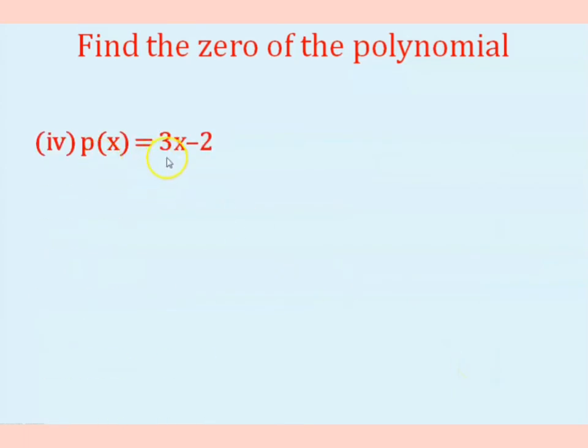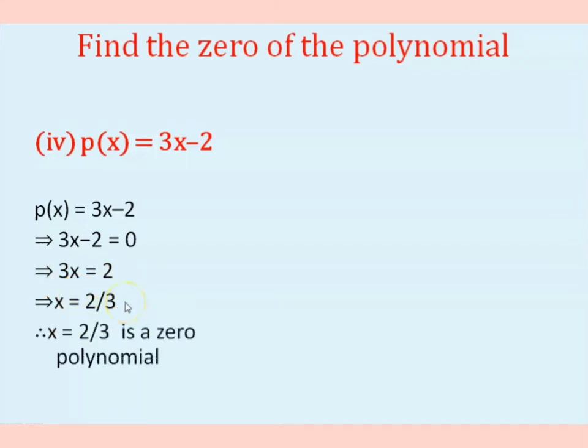Fourth problem is p of x equal to 3x minus 2. Equate this to 0. 3x minus 2 equal to 0. Transposing 2 to the other side, we get 3x is equal to 2. Minus 2 when transposing gives you plus 2. Transposing 3 to the other side, x is equal to 2 by 3. Therefore, 2 by 3 is the 0 of the polynomial.